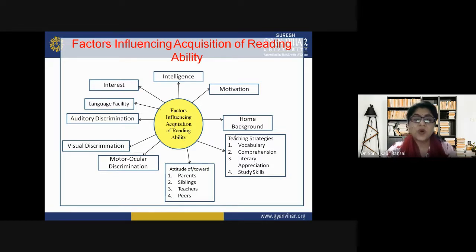This plays an important role, the motor ocular or the psychomotor, how you speak and how you discriminate among different sounds when you are reading. Then visual discrimination, auditory discrimination, language facility, interest. These are some of the factors which really influence the acquisition of reading ability.